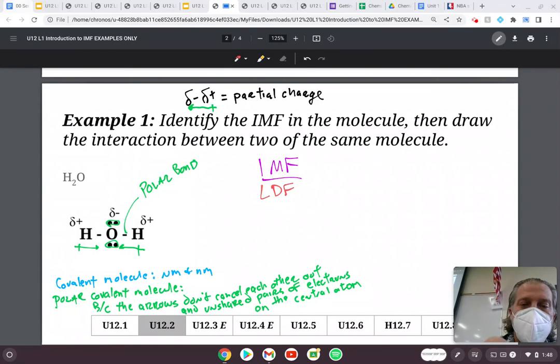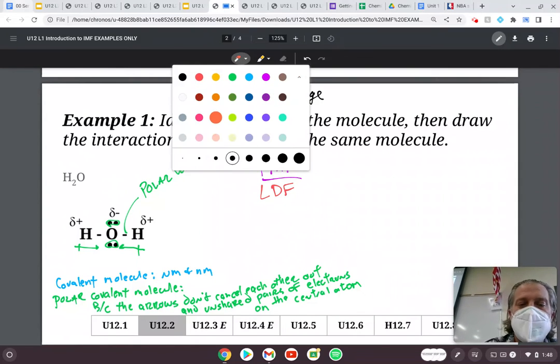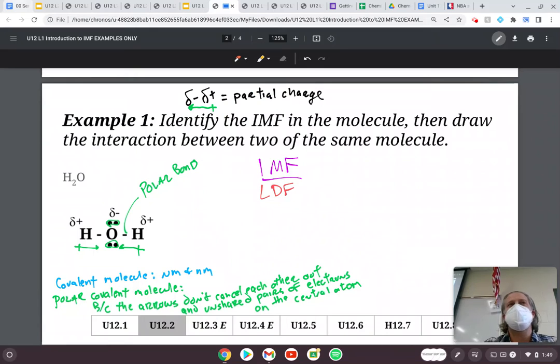There is one other force of attraction in this example that might be present. Does anybody want to take a guess? Right, this one would be hydrogen bonding. And we can identify that because of the hydrogen bonded with the oxygen. So this is hydrogen bonding.